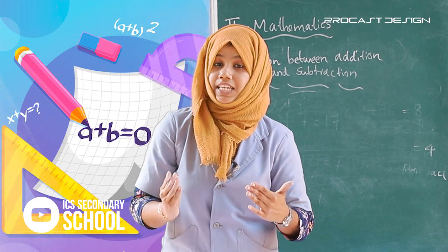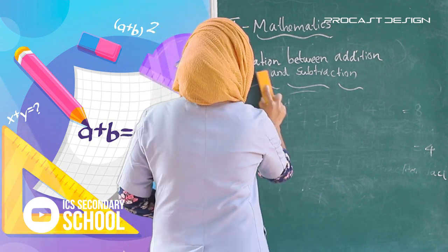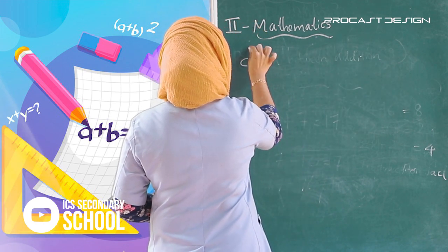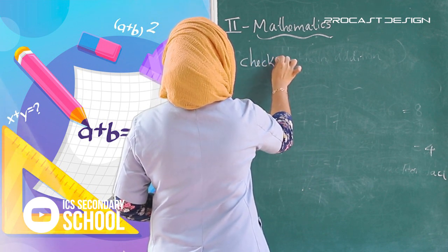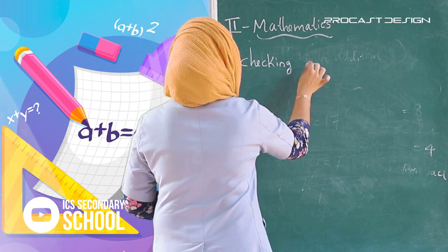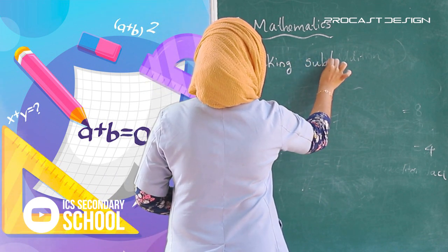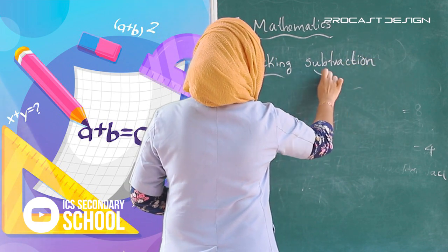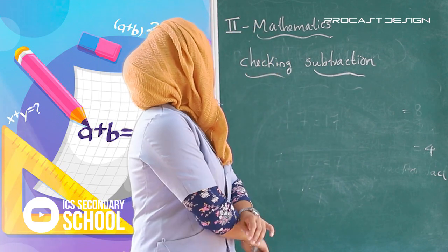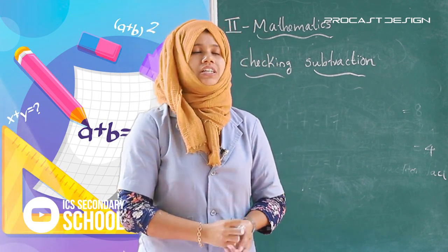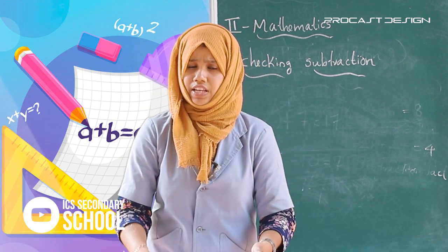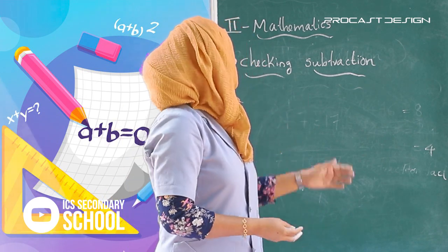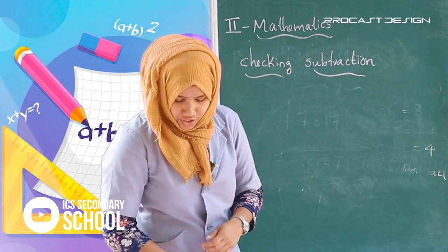Next one is checking subtraction. Our next topic is checking subtraction. That is, if we solve any subtraction problem, whether it is right or not, we have to find out that. So, this is the method of checking subtraction. I will show it with an example.